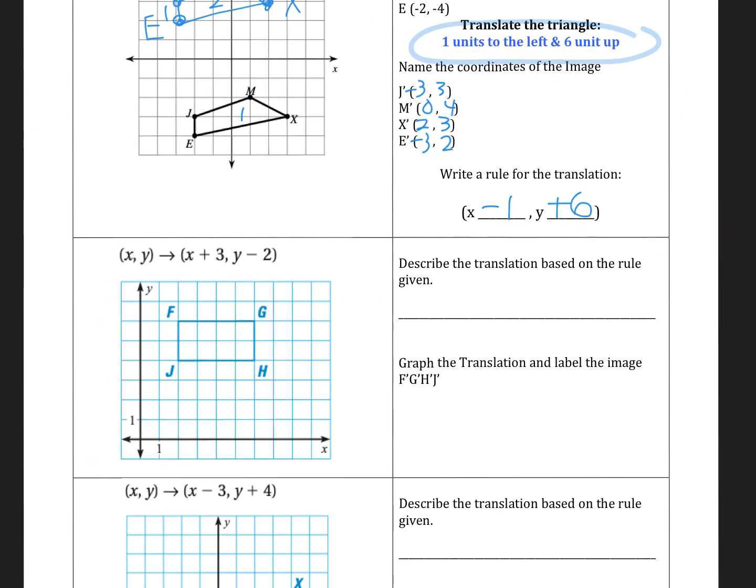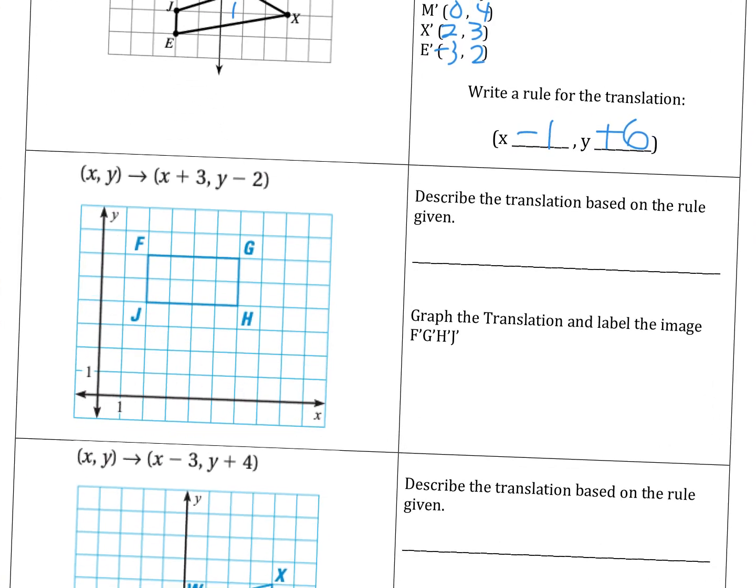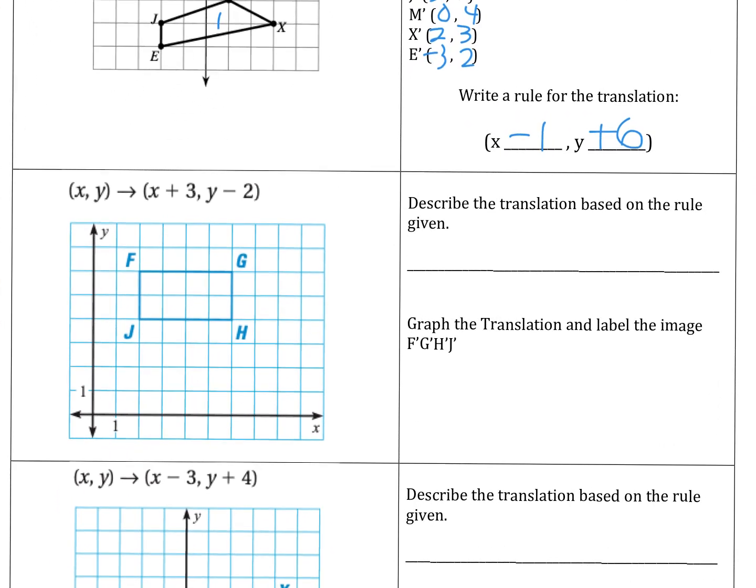But now we're going to describe the translation before we graph it. So here's the rule this time. It says plus 3, and then it says minus 2. That tells me I went right 3, because it's positive. But because I went minus 2 on the Y, that means I went down 2. And that's what you're going to do with that picture. I'm not going to graph that one for you. I'm hoping that you can take that rectangle and move the picture right 3 and down 2 in your notes.